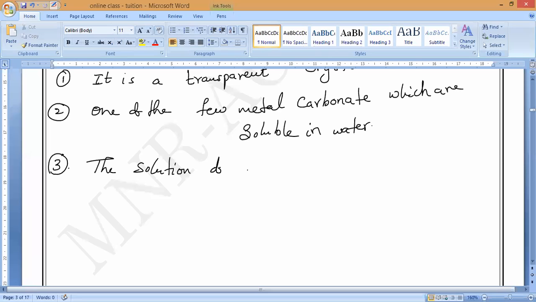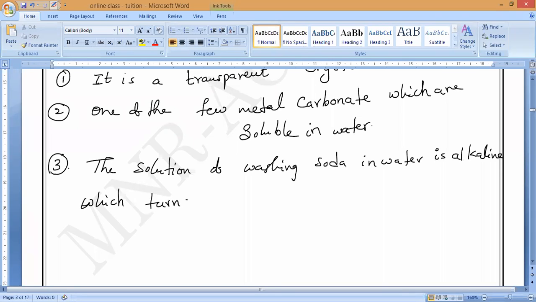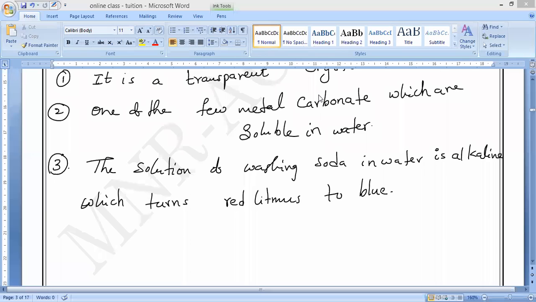The solution of washing soda in water is alkaline, which turns red litmus to blue. Understand? Next. Clarify, Anusri? Respond to me.